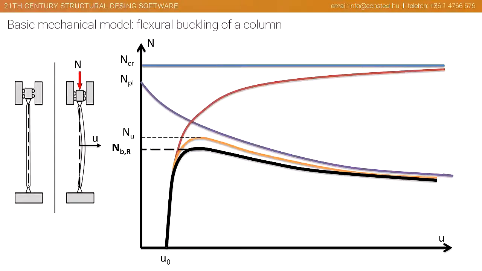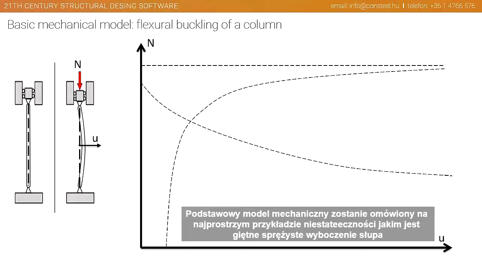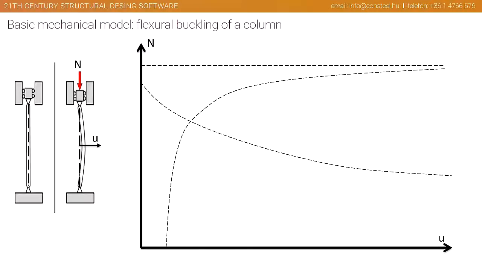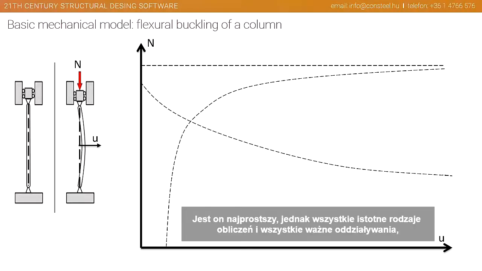So the basic mechanical model will be discussed by the most simple buckling problem, which is a flexure buckling of a column. This is the simplest one, but all the different calculation types, all the important effects and influences on the buckling behavior of global type stability can be discussed on this model.